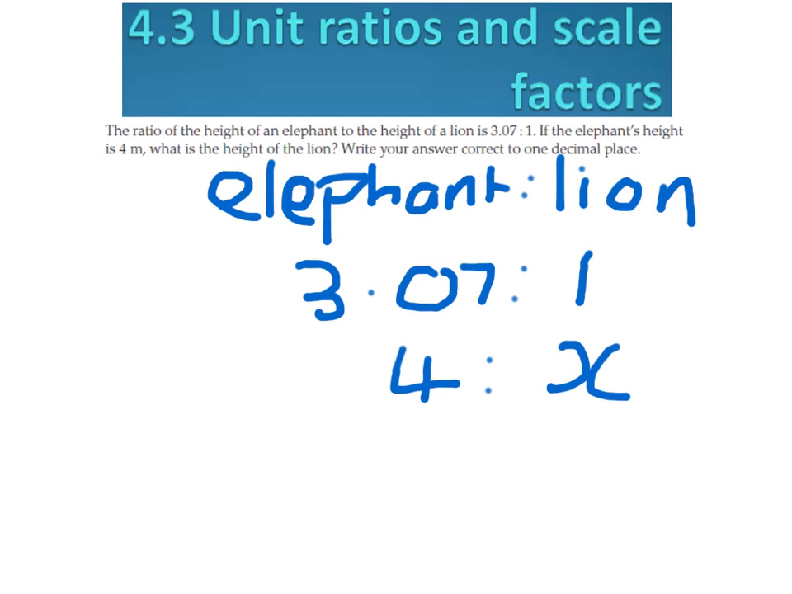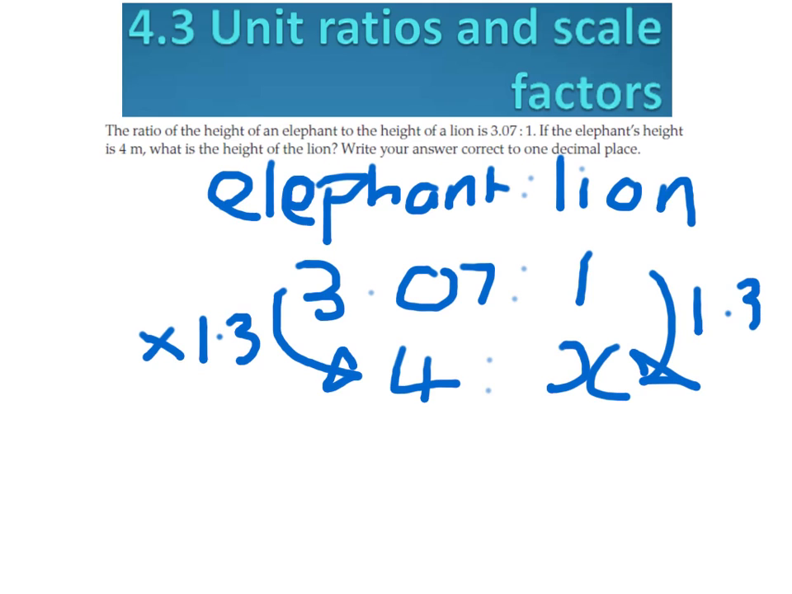So I've got to work out how do I get from 3.07 to 4. If I do 4 divided by 3.07 on the calculator, and obviously because 4 is bigger, it means I actually have to times it to get to the bottom number. As I said, 4 divided by 3.07, I get 1.3 as the answer. So again, I've got to do the same thing on this side, times by 1.3. And obviously if I do 1 times 1.3, it gives us 1.3. So this tells me that the lion's height equals 1.3 meters.